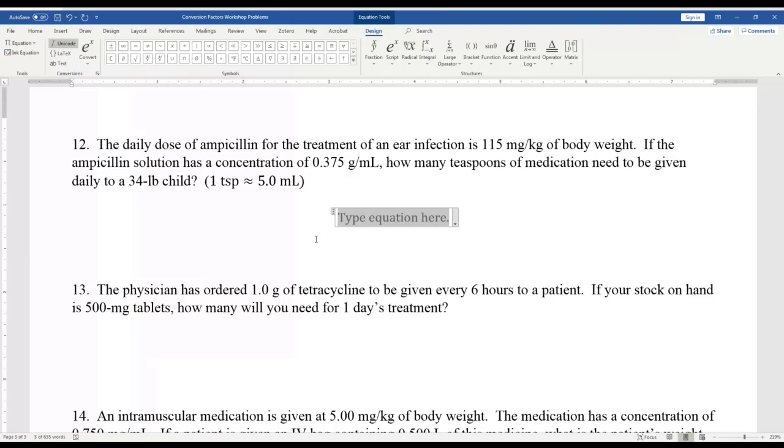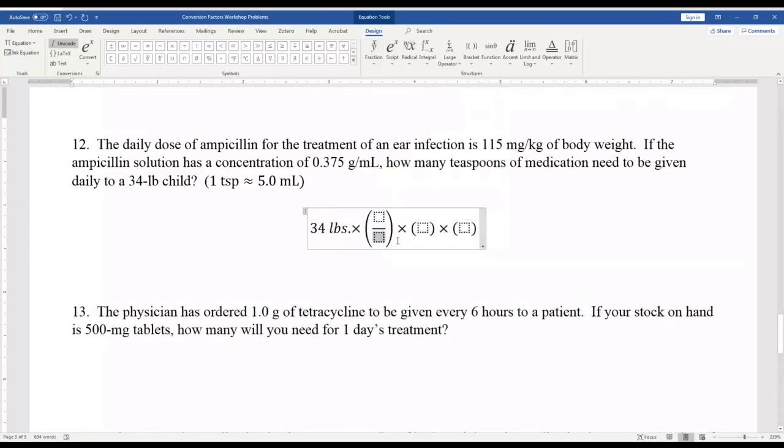But yes, in this case you have to start with the mass of the child, because the amount of the dose is going to depend upon the child's mass. So 34 pounds, and now we're going to multiply, and we're going to do conversion factor, multiply, conversion factor, multiply, conversion factor. All right, so the first one, you went pounds on bottom, and what did you convert to, Saffron? What goes on top? Kilograms, excellent.